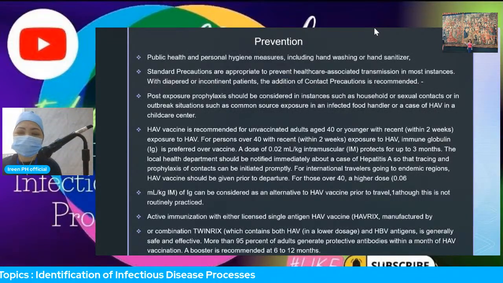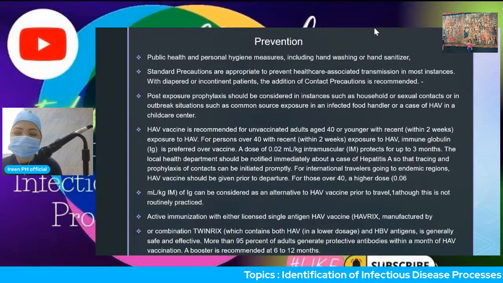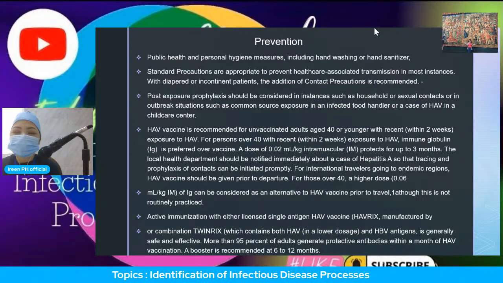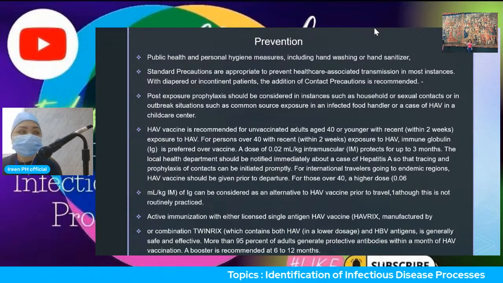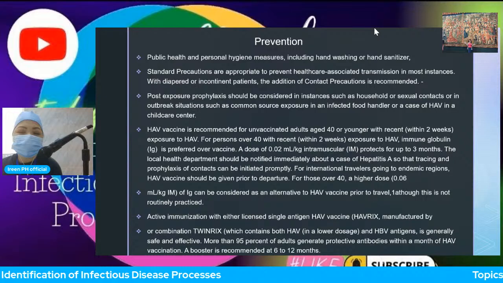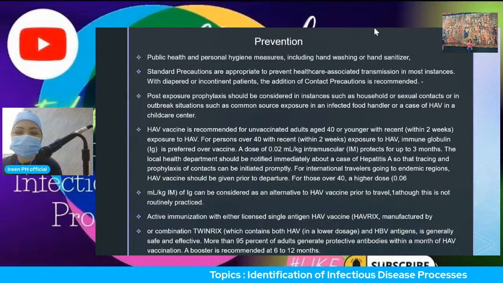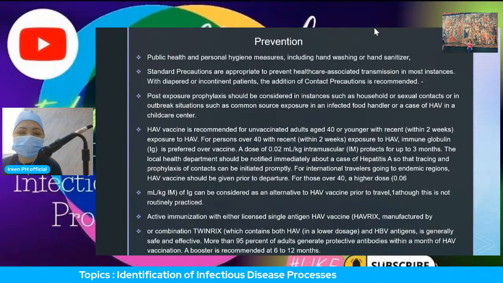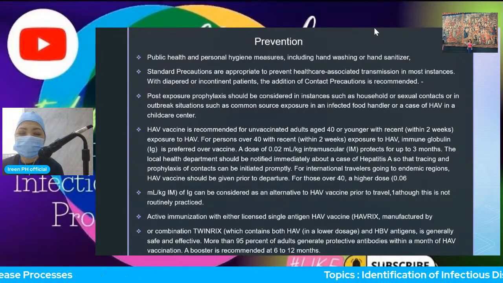This is the prevention. Public health and personal hygiene measures, including hand washing or hand sanitizer. So, the prevention that we mentioned here is your hand washing or using your hand sanitizer. Standard precautions are appropriate to prevent healthcare associated transmission in most instances. With incontinent patients, undiapered or incontinent patients, the addition of contact precaution is recommended.